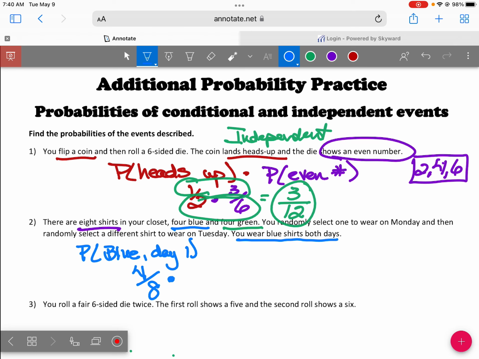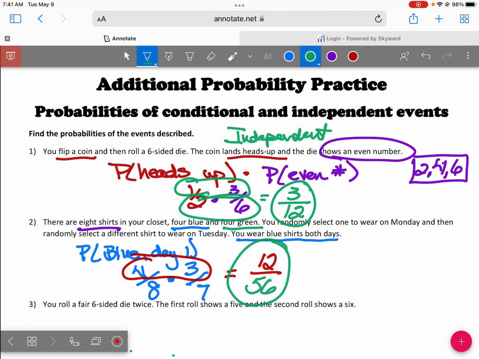So if you wore a blue shirt on the first day, how many blue shirts do you have on the second day? 3 out of the total of how many shirts? Is it 8 or 7? 7, right, because you already wore the one the other day. So here are my 2, I'm going to multiply numerator times numerator. 4 times 3 is 12. 8 times 7 is 56. So 12 out of 56 is my probability.